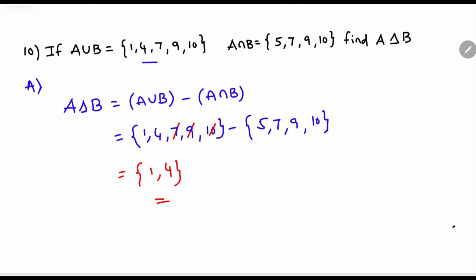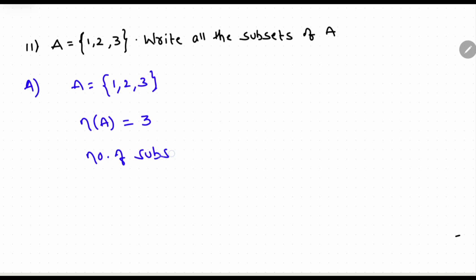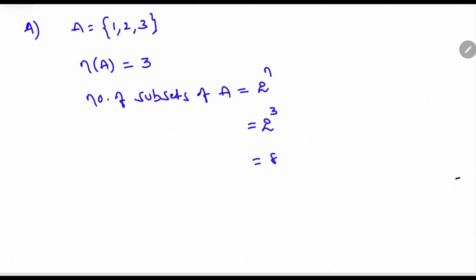Okay, in the given problem, set A is equal to 1, 2, 3. So what is the number of elements here? n of A will be 3. So the number of subsets of A equals 2 to the power n. So 2 to the power, we are having the n value 3. So that is 2 power 3, so 8. So there are 8 subsets.